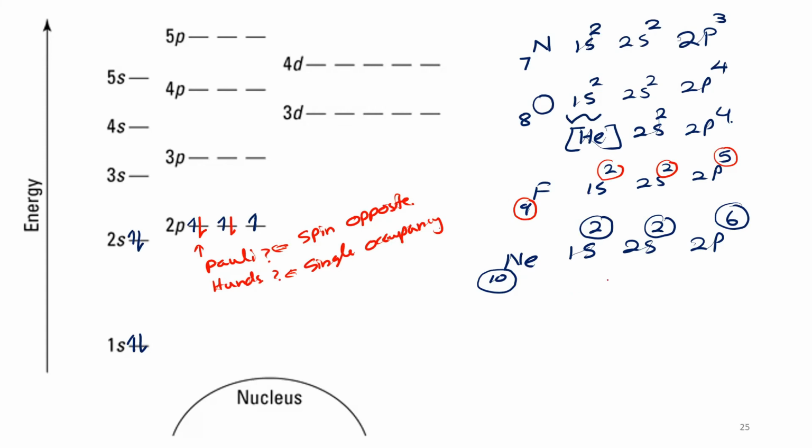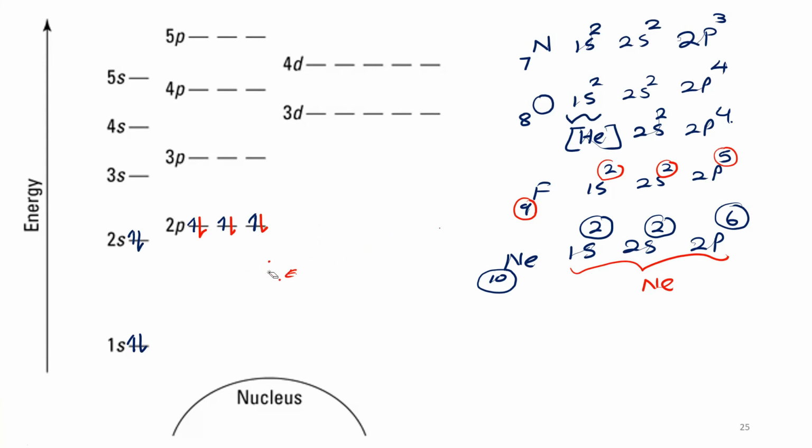Now we've looked into the neon electron configuration. This is neon. And for neon, you can see that this level has become complete. This is N1 level, now N2 level. We earlier saw that helium can complete N1 level. Now neon completes the N2 level. So neon is also a noble gas.